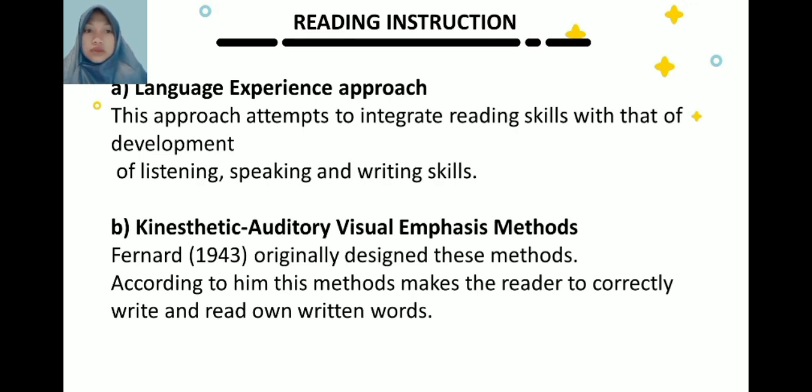So the second strategy in reading instruction is the kinesthetic auditory visual emphasis method. Fernald originally designed these methods.